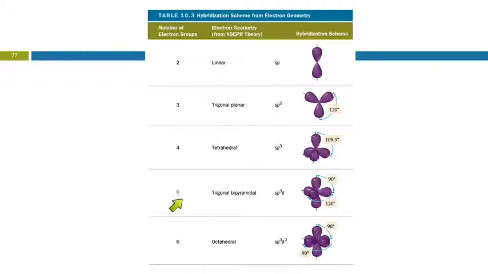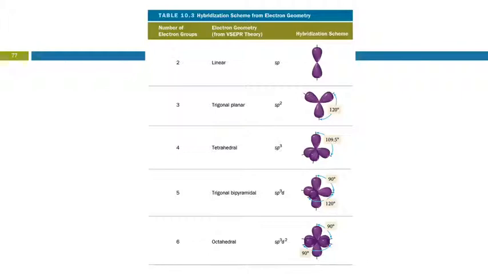So trigonal bipyramidal is 5 electron groups. So s, p, p, p, p, I ran out of fingers on my left hand. So then what do? Well, stick up another one, right? We need to pull in a d orbital. And for 6, we need to pull in 2 d orbitals.